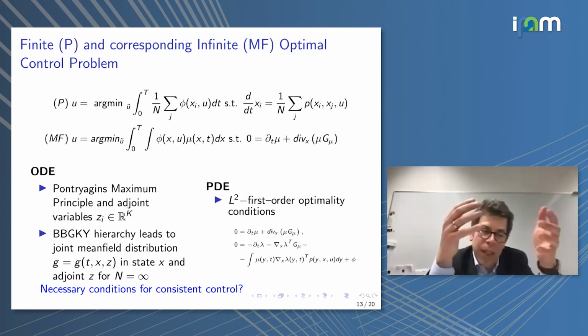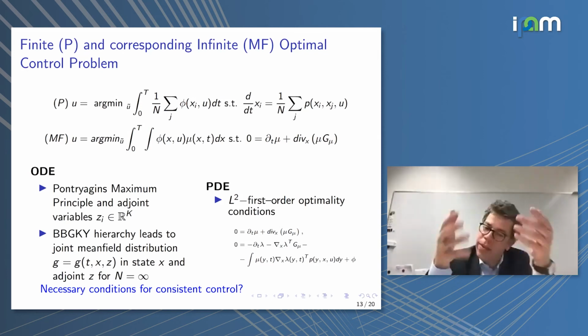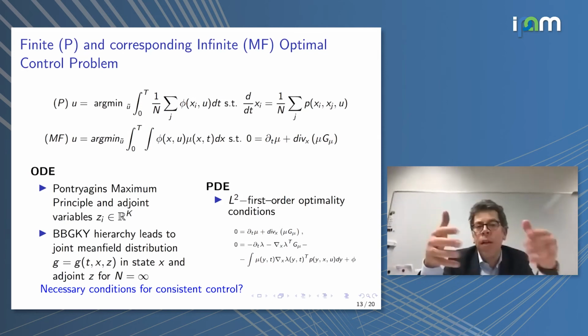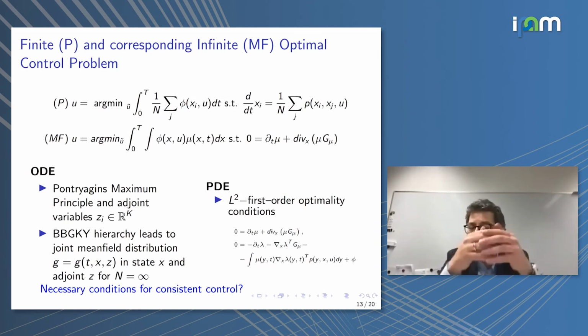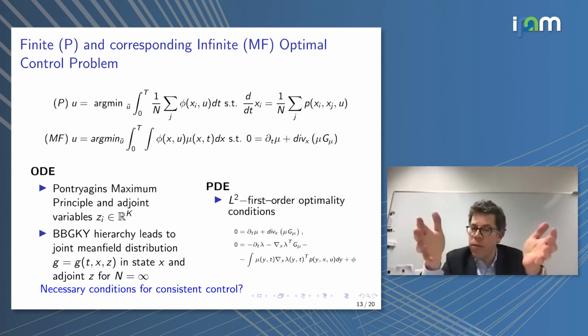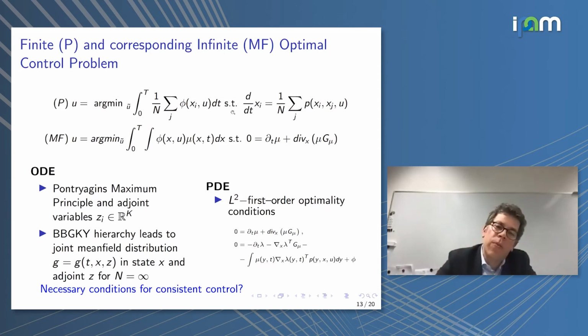Then, of course, you can say that this coupled system of ODEs is now my new model. So let's derive for that model also a mean field description. This would give you a description which depends not only on the state and the time, but additionally on this new variable, the adjoint variable.